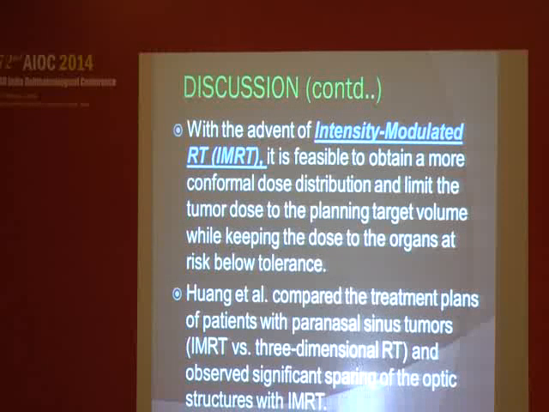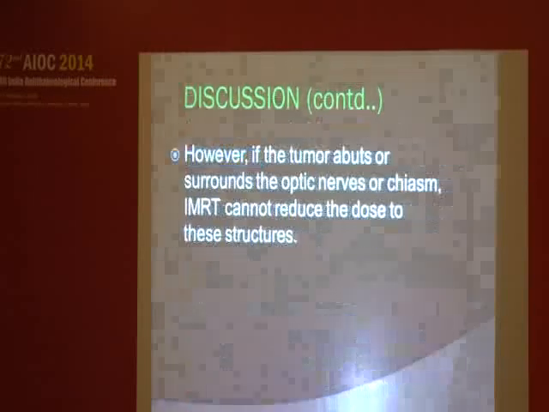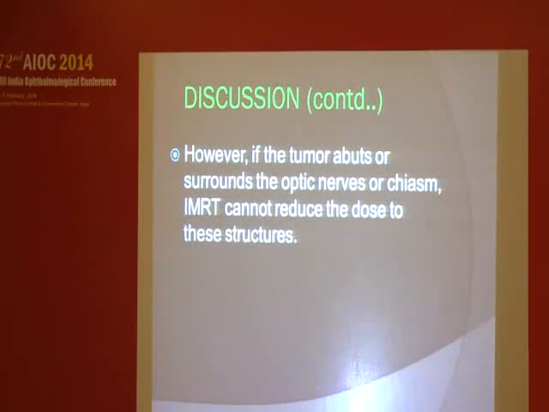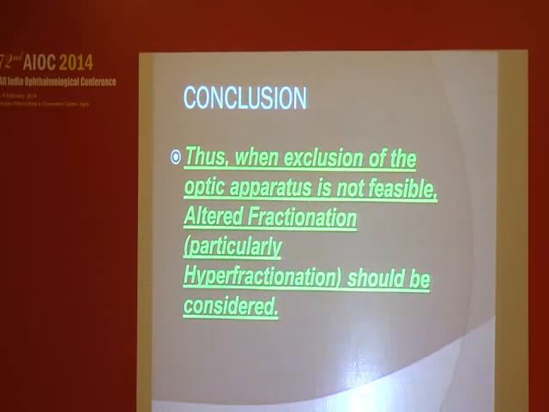With the advent of intensity modulated radiotherapy, it is feasible to obtain a more conformal dose distribution and limit the tumor dose to the planning target volume while keeping the dose to the organs at risk below tolerance. Hung et al. compared the treatment plans of patients with paranasal sinus tumors and observed significant sparing of the optic structures with IMRT. However, if the tumor abuts or surrounds the optic nerves or chiasma, IMRT cannot reduce the dose to these structures. Thus, when exclusion of the optic apparatus is not feasible, altered fractionation, particularly hyperfractionation, should be considered.